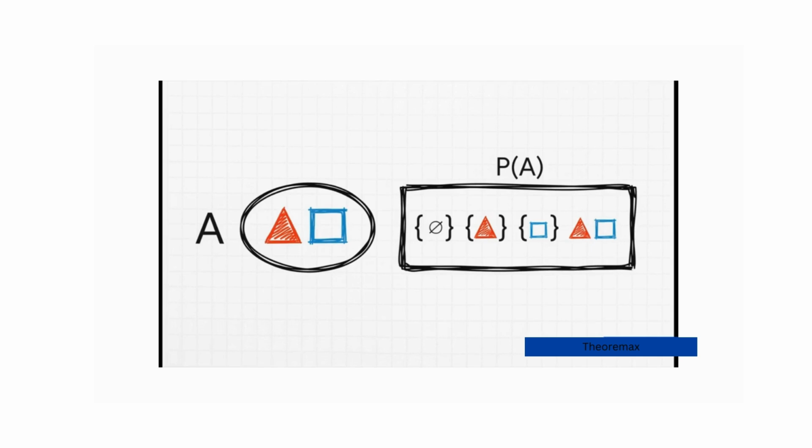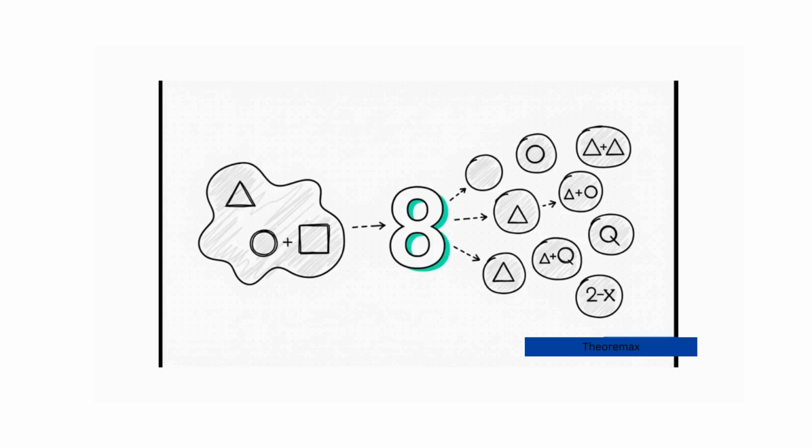See? It's just a complete list of every possible combination. Okay, so a set with 2 elements gives us 4 subsets. But what happens if we add just one more element? So now we have 3. Suddenly, the number of subsets jumps. It doubles to 8. You can probably already see where this is going.